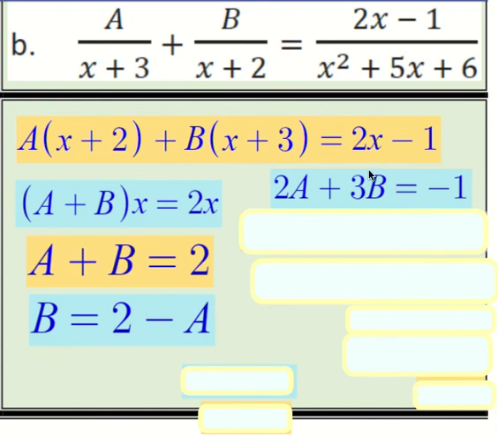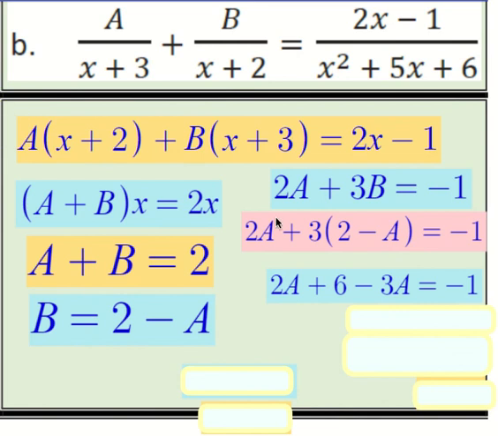So once I have this equation, I'm going to take my value for b and substitute it in so that I can solve the equation in terms of a. So instead of writing b, I'm going to write 2a plus 3 times 2 minus a. Next, we're going to distribute. So 3 times 2 is 6. 3 times negative a is negative 3a. Now, 2a minus 3a is negative a.